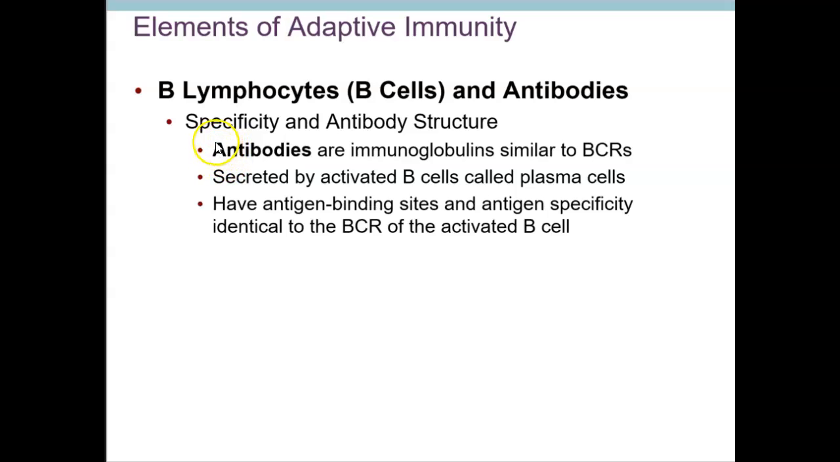So B lymphocytes and antibodies have specificity. I've just been talking about this, and antibody structure. These are immunoglobulins. The antibodies are called immunoglobulins because they're in the blood, in the plasma, and they are similar, as I said, to the BCRs. They are secreted by activated B cells called plasma cells. They have the identical specificity as the B cell receptor.